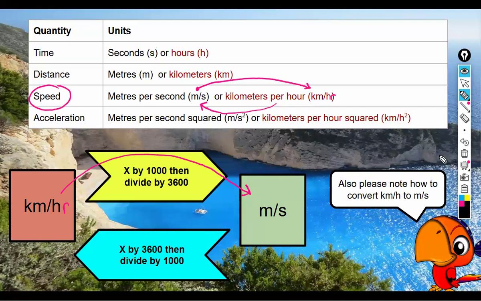If you want to do the opposite, if I give you meters per second and I want you to convert it to kilometers per hour, all you have to do is the opposite. Take the meters per second that I gave you, you multiply it by 3,600 this time, and then divide it by 1,000. Okay? So take down that formula. That's a speed conversion from kilometers per hour to meters per second, or vice versa.